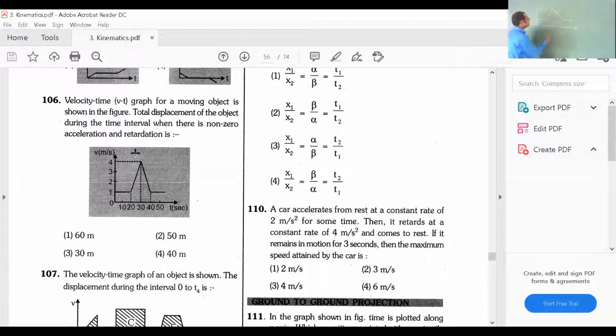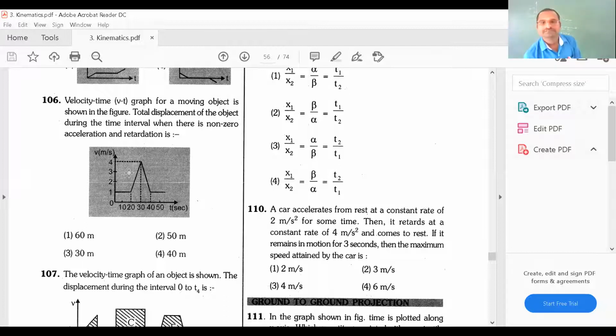This is 20 and this is 40 and this is 30. It is the time axis. And here somewhere 50 is also there. This is time in seconds. This is 0, this is 1, 2, 3, 4. Here 2, here 3 is there. And this is velocity in meters per second.